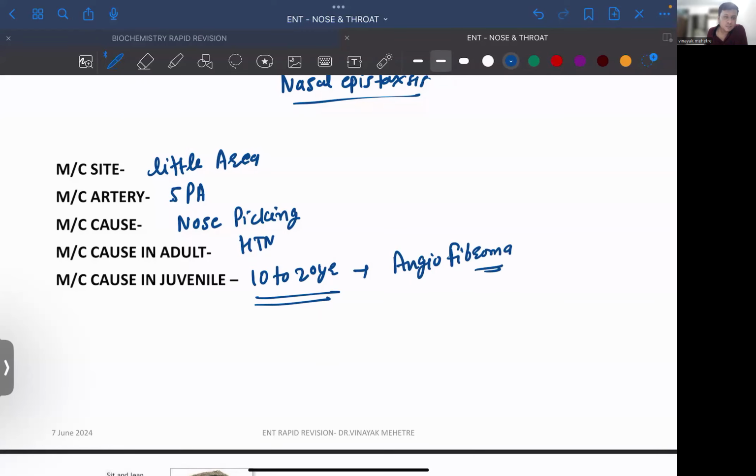These are three different questions. Whenever you are getting question on nasal epistaxis, please look at the age. Okay, please look at the age. Less than 10 years, nose picking. 10 to 20, that is angiofibroma. More than 20, that is hypertensive bleed from the nose. Okay, right? Then comes fourth question, which can come on your nasal epistaxis, is posterior epistaxis.